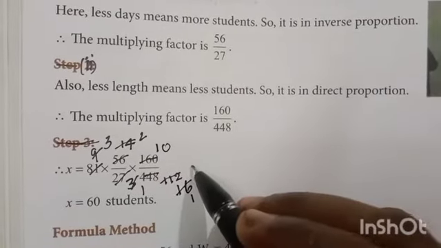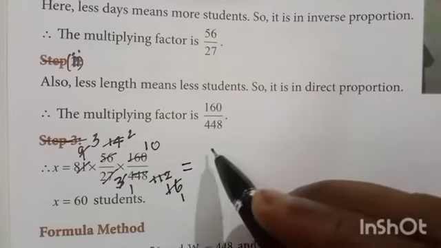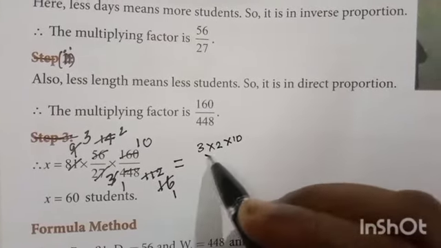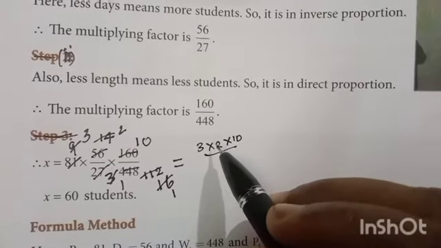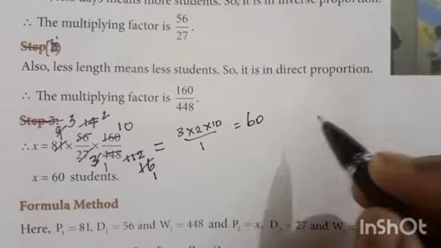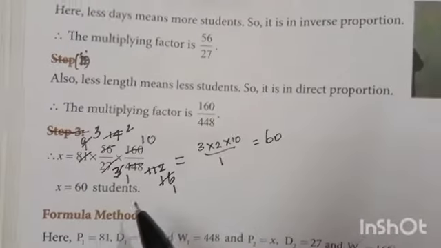After cancelling, what do you have here? 3 into 2 into 10 by 1. 3 2s are 6. 6 into 10, 60. 60 by 1 is 60. 60 students.